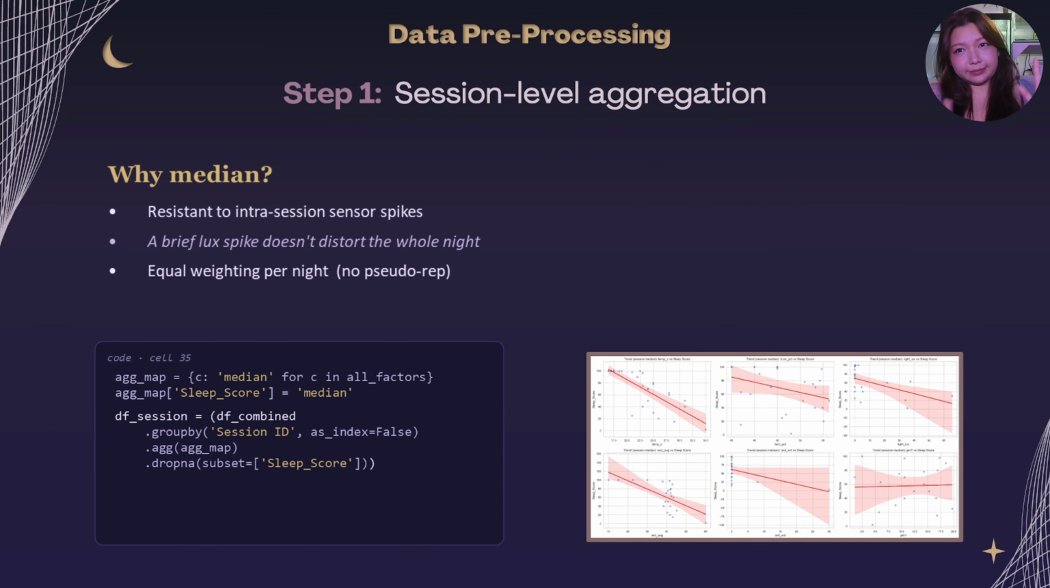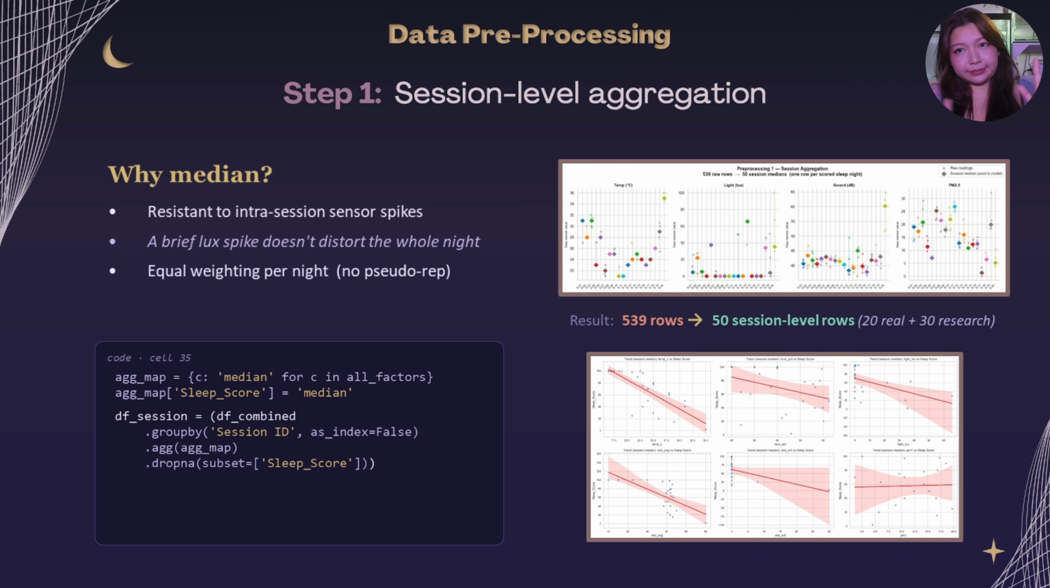Step 1. Session level aggregation. We aggregate all sensor readings within each sleep window down to 1 row per session using the median. We use the median, not the mean, because it's resistant to spikes. A brief light surge from an open door shouldn't represent the light level for a 7-hour sleep. The result: 539 combined rows collapse to 50 session level rows, 20 real nights plus 30 research sessions. Every night contributes equally to training, regardless of how many sensor readings it produced.